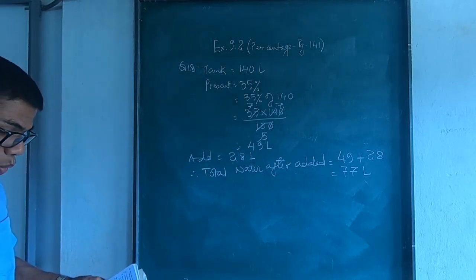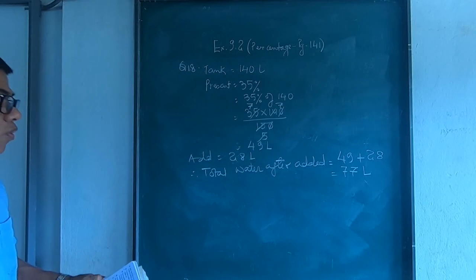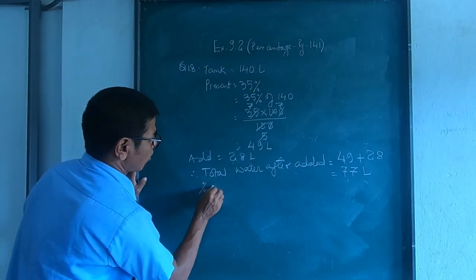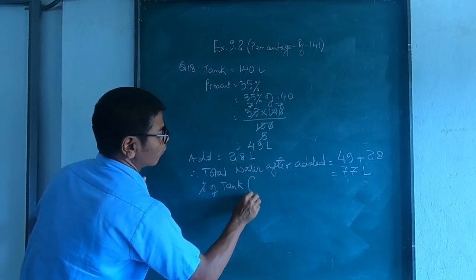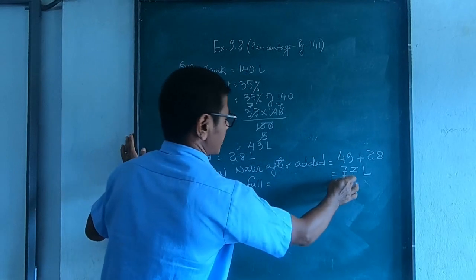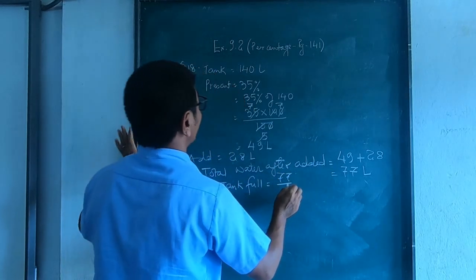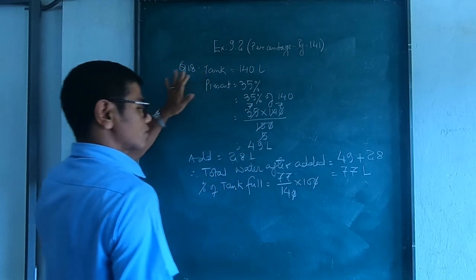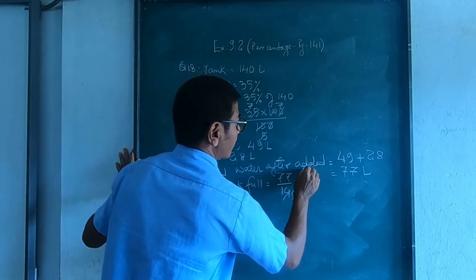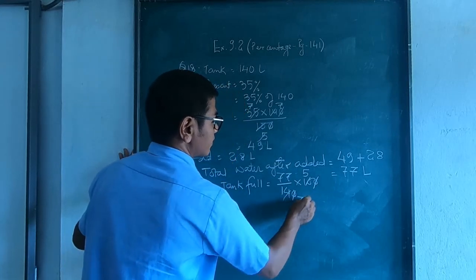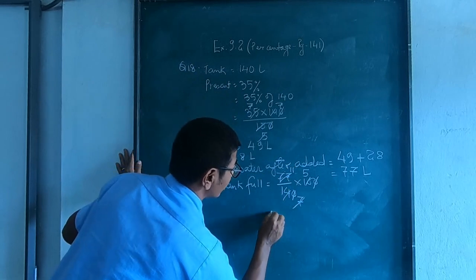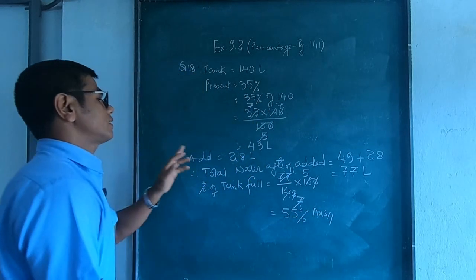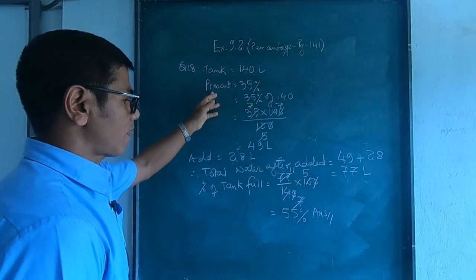Now it says what percent of tank will be full. We have to find the percentage of this. So percent of tank full equal to the present liter, 77, divided by the total capacity into 100. We do it by 5, 2, 5, 2, 7, 7, 11. 11 into 5 is 55%. So after addition of 28 liter, the percentage increased from 35 to 55.